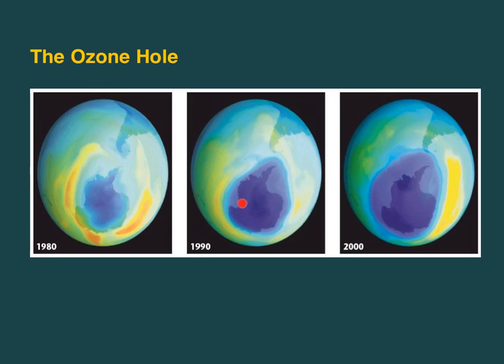All right, here you can see the hole in 1980, here in 1990, here in 2000. And this is the one over Antarctica and the South Pole. Here you can see South America. All right, so the hole has gotten bigger. The darker the blue, the less ozone there is.